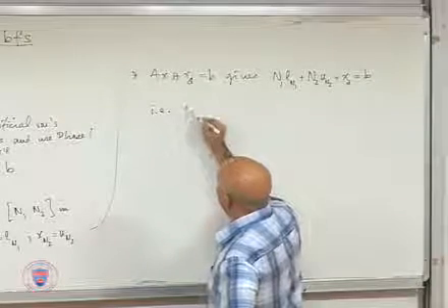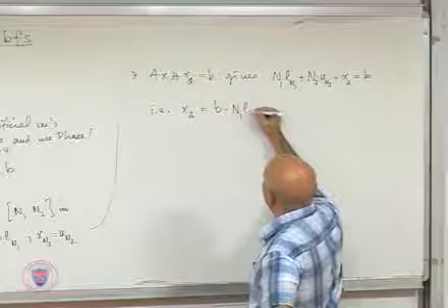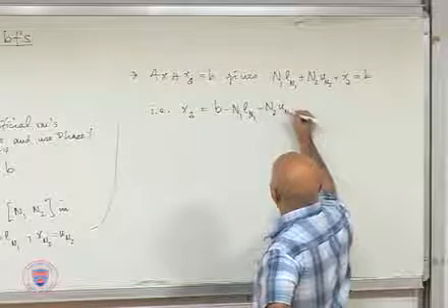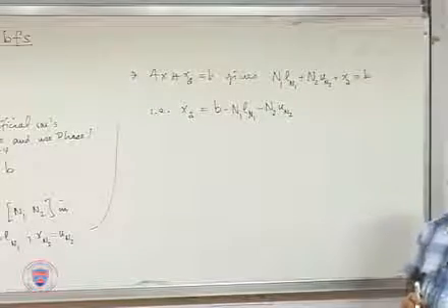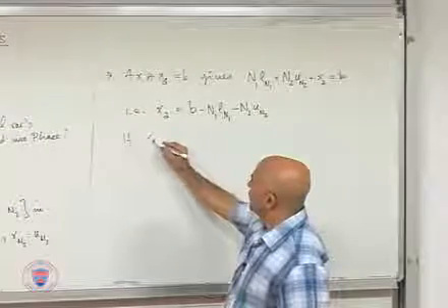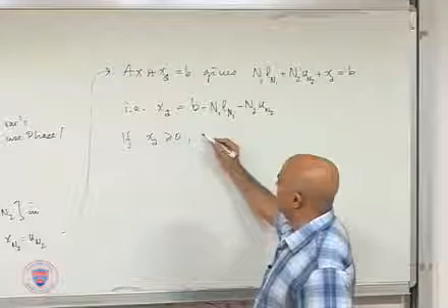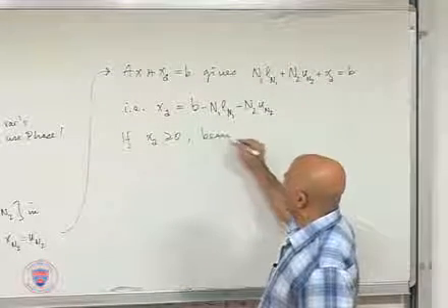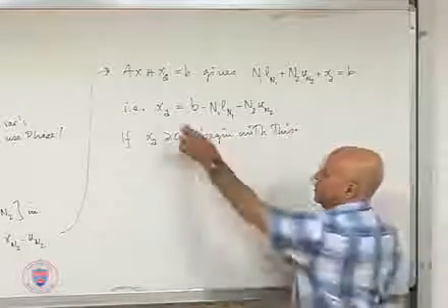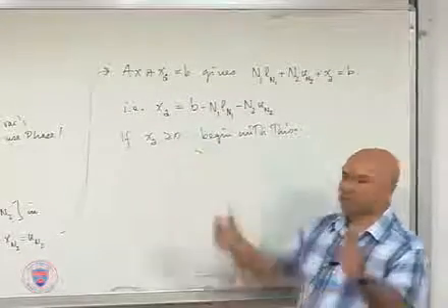So xa is actually equal to b minus n1 ln1 minus n2 un2. If it so happens that this assigned value to xa is greater than or equal to 0, begin with this solution. Okay? So xa will be the basic part, all the rest will be non-basic, and everything is feasible now. Okay?